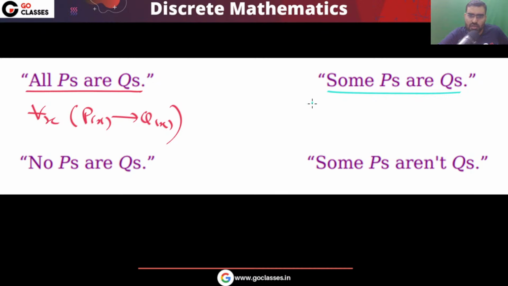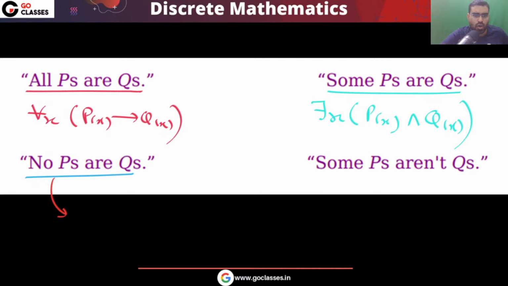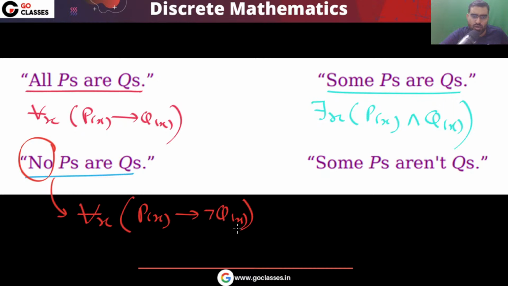Some P's are Q's. It means there is someone who is P also and Q also. How to write this? No P's are Q's. I can say for everyone, if it is P, it is not Q. So I can say no P's are Q's. It means for everyone, if it is P, it is not Q.